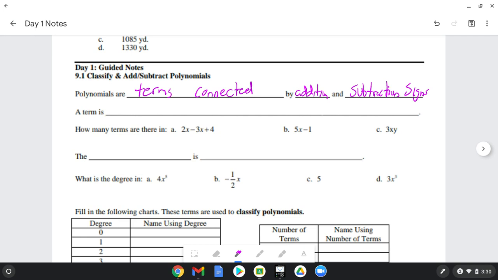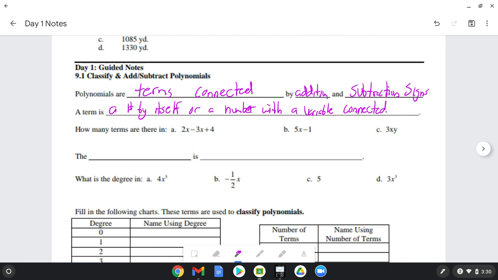So what is a term? This would be a number by itself or a number with a variable connected to it. Those are what terms are. So those are always the pieces of our equations and our expressions, these things called terms.